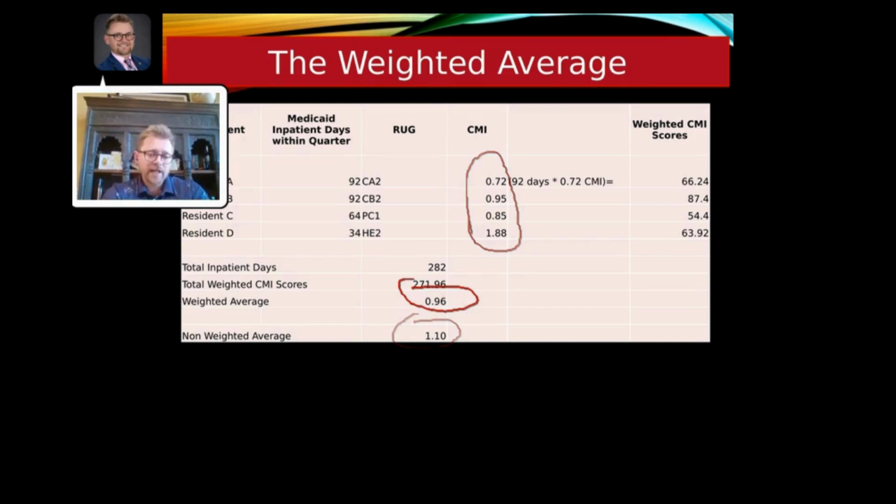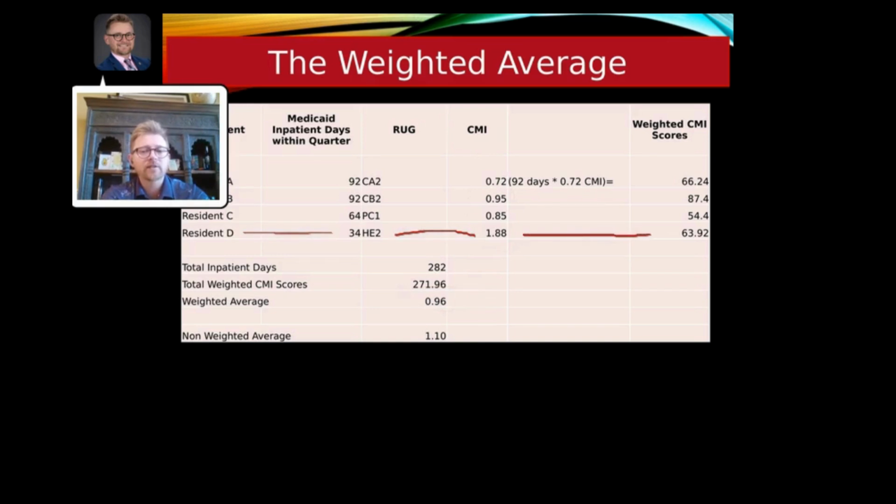So you can see understanding the weighted average is critical, because if you don't, you can see resident D, who's only been in there 34 days for the quarter, but does have a really high CMI, doesn't necessarily have as much weight on your total score. Weighted averages are pretty important and can be used for a lot of things other than just within healthcare. And I've always been surprised by how many people don't really understand the concept of a weighted average. But once you do, it does help out tremendously.